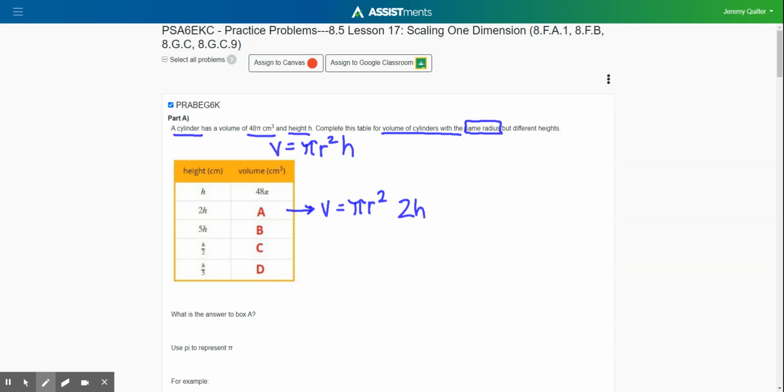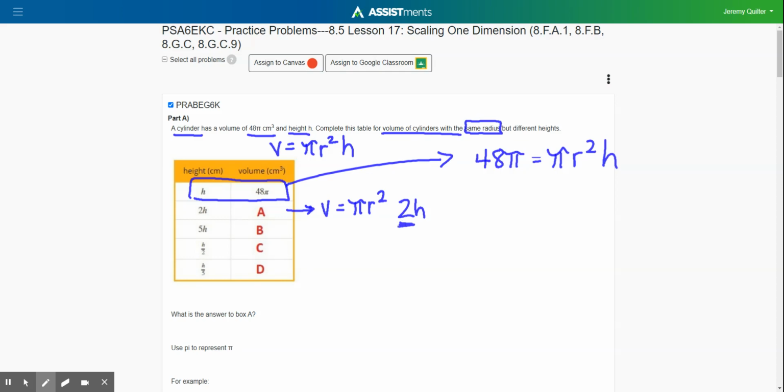Now with that information, it might seem unreasonable to be able to figure this out, but we have to remember they gave us a place to start. It's given that the volume of this cylinder is 48 times pi, which is equal to pi times the radius squared times h, our height of h. The only thing that's changing as we do this is we're going to multiply the height by 2.